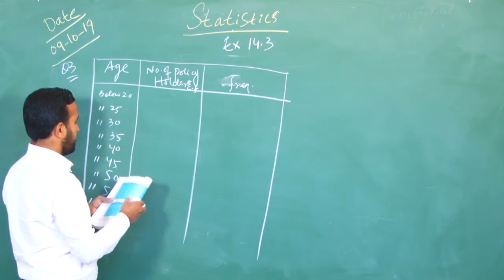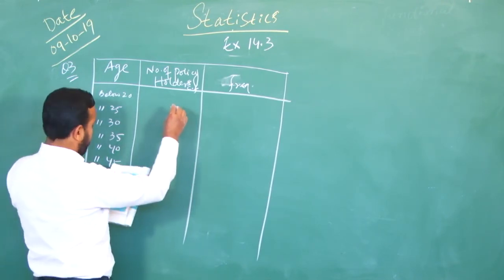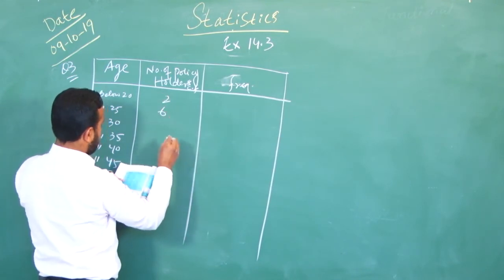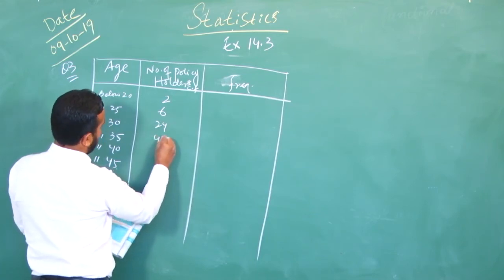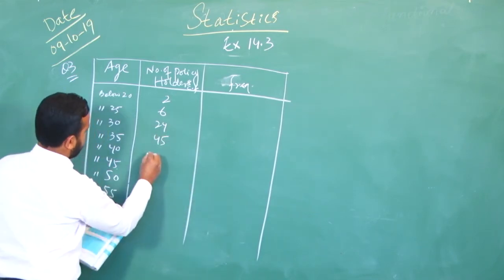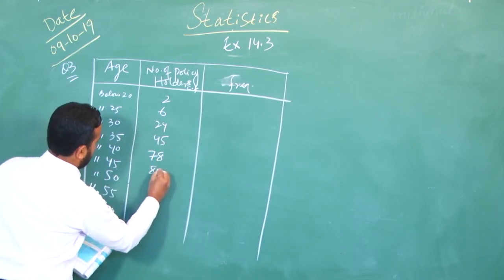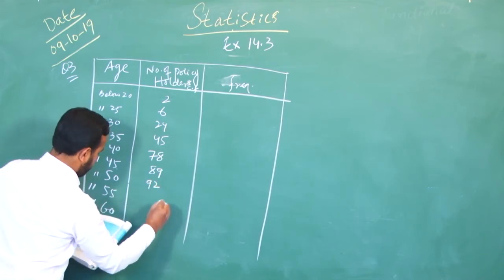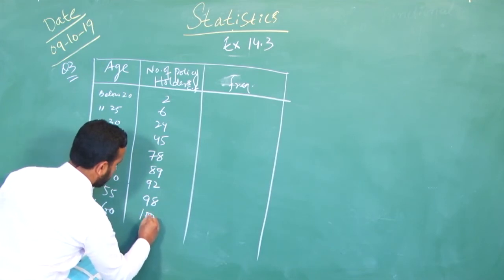What are the cumulative frequencies? Cumulative frequencies of these groups are given there. It is 2, 6, 24, 45, 78, 89, 92, 98 and 100. Last one is 100.